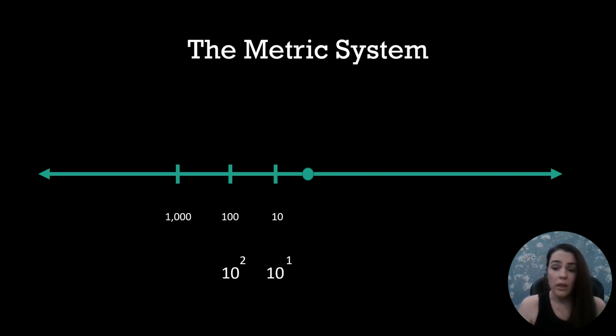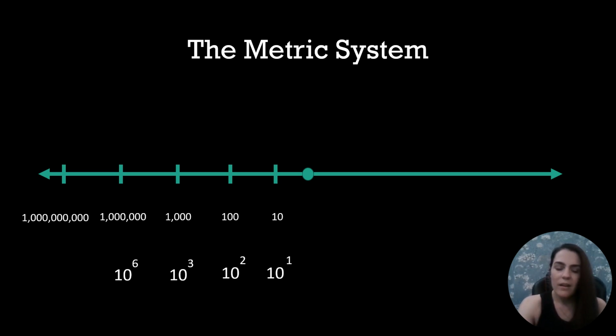Going up to 1,000, there are 3 zeros in 1,000, so we can write this as 10 to the third power. Going up to 1 million, there are 6 zeros in 1 million. So we can write this as 10 to the 6th. Up to 1 billion, there are 9 zeros in 1 billion. So guess how we can write this? 10 to the 9th power. Now everything on that side of the line is increasing.